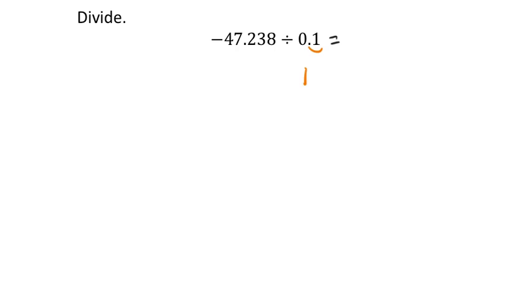The answer to this, we have a negative divided by a positive, which is going to make the answer a negative. But divided by 0.1 or 1/10, of course, we made it a 1 by moving the decimal one time to the right. So I move it one time to the right for the dividend as well. Now that's going to make that negative 472 and 38 hundredths divided by 1. But again, anything divided by 1 is itself, which means for our answer we do negative 472 and 38 hundredths. That is all.